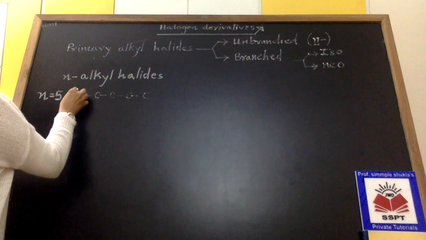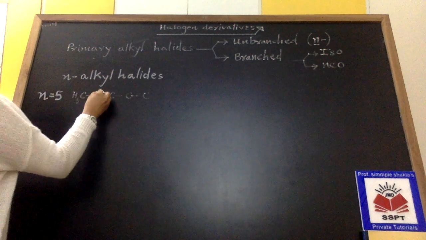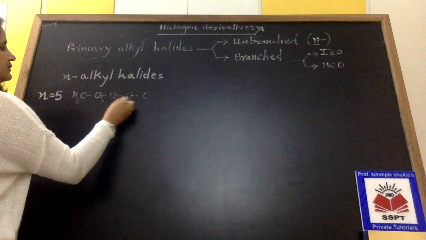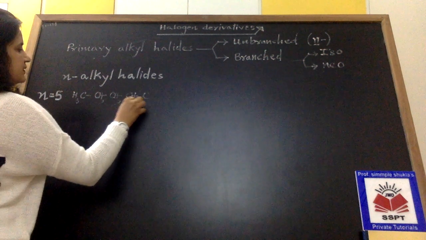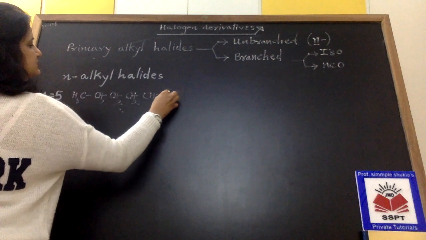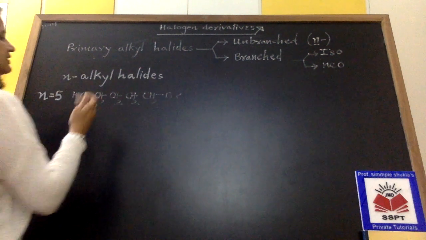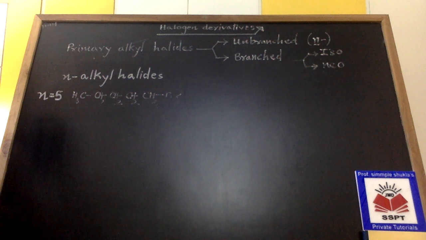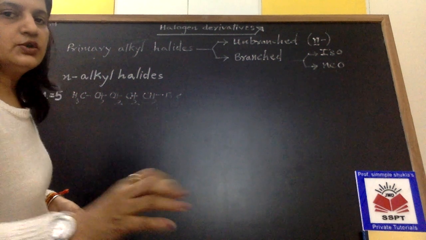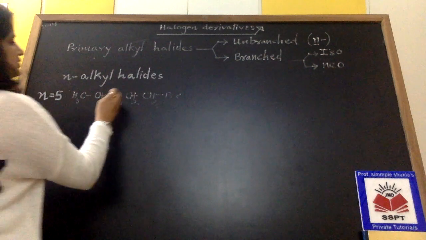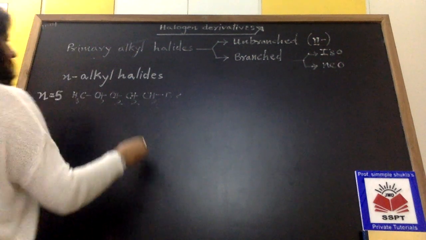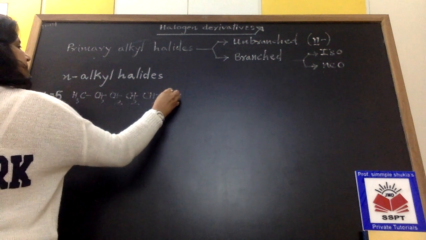I add the H3, then H2 over here, H2, and a halogen. So this is one of the examples of primary alkyl halide, CH3CH2CH2CH2CH2Br.